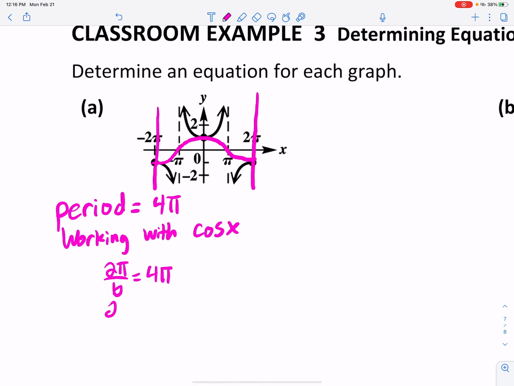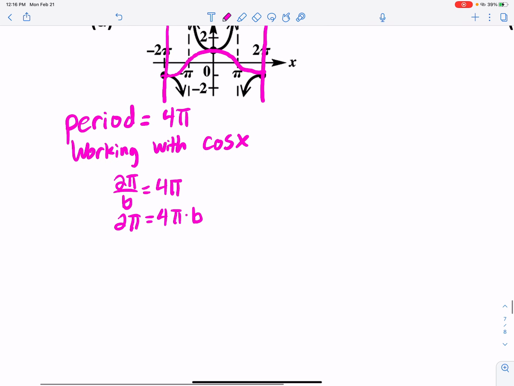I would multiply both sides by b. So I get 4 pi times b. My b's look like 6's, so I apologize. Then what would you do from there? You would divide by 4 pi because that would get b by itself. The pi's go away. 2 over 4 is 1/2. So I know I'm dealing with cosine. Before I flipped it, I had cosine of 1/2 x.